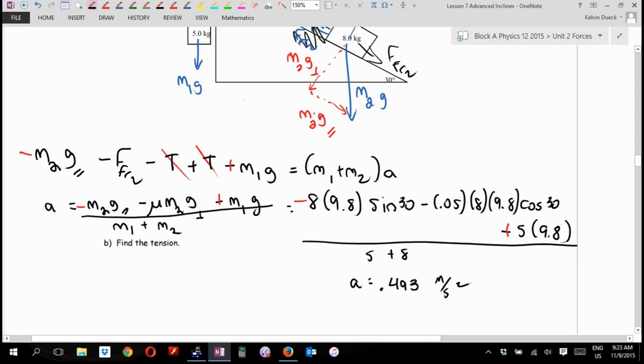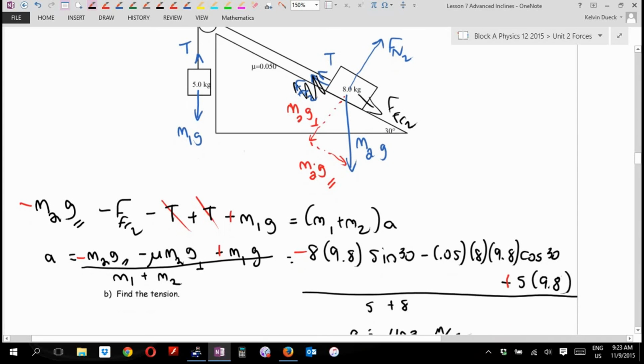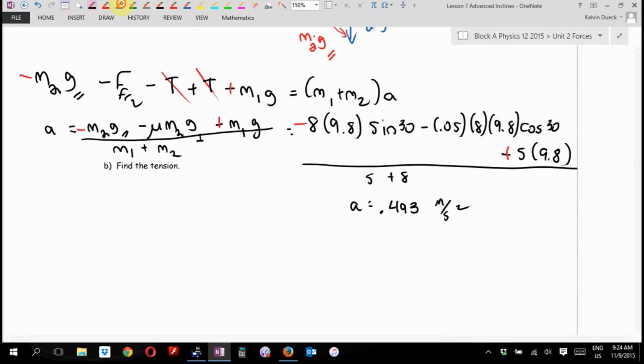Find the tension. Which mass would we use to find the tension? I'd use mass 1, the 5 kilogram, no components or anything. Who's winning? Oh, now we know tension is winning. Kind of convenient. So find the tension: tension minus M1G equals M1A.